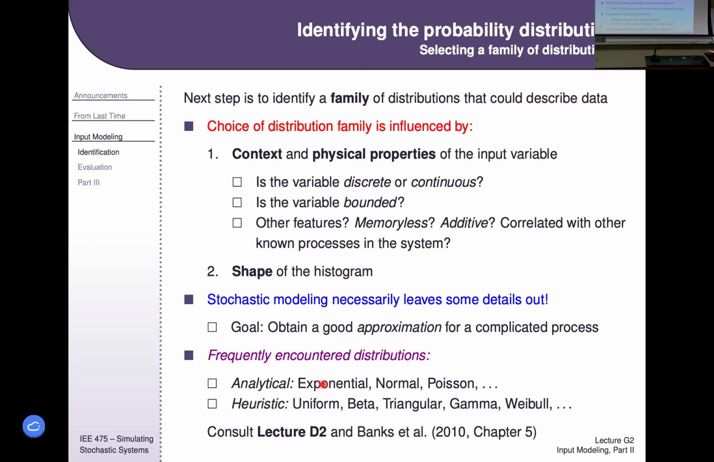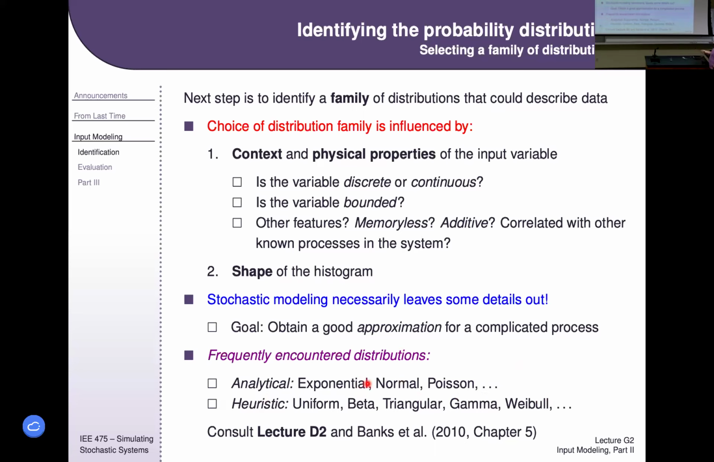And I mentioned exponential, normal, Poisson, uniform, beta, triangular, gamma, Weibull. These are ones that are frequently encountered, so those are ones you should always have in your back pocket ready to try. But there are other things out there, so don't feel like these are the only things you can use. There's bias if you always go to these ones. But know that the reason they're so well known is they're used a lot, so these are useful to know.